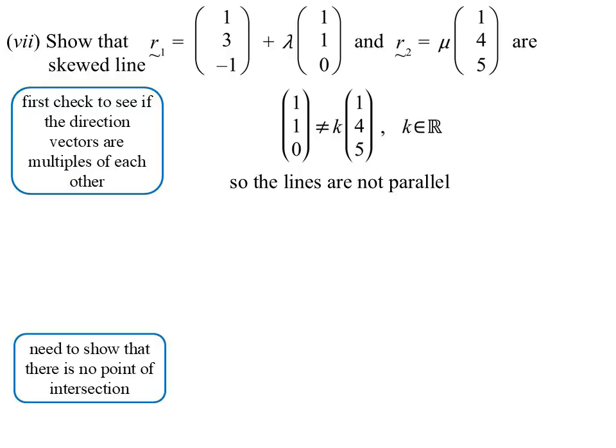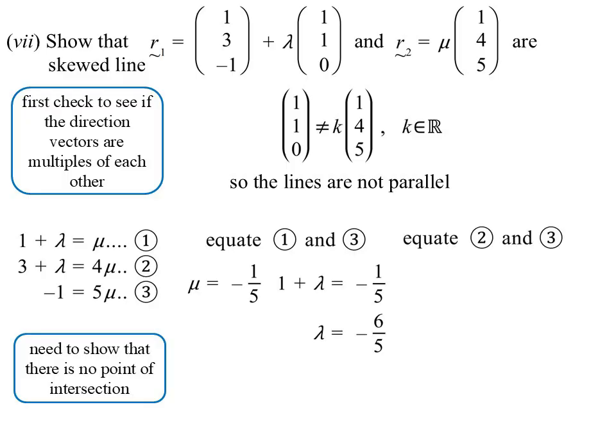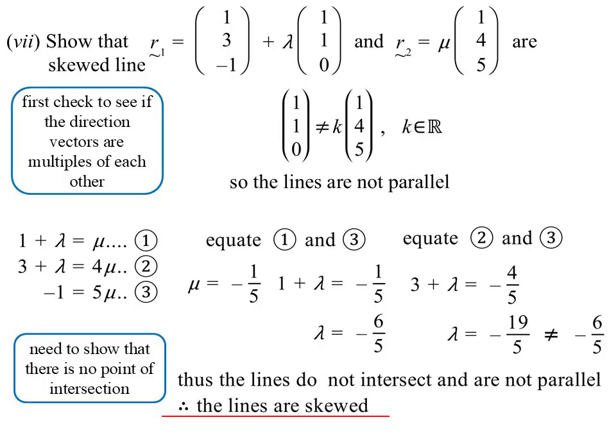So the next thing we have to show, if they're going to be skew, is that there's no point of intersection. Let's look at the components. 1 plus lambda is mu, 3 plus lambda is 4 mu, -1 equals 5 mu. I'll equate 1 and 3 and I get that mu is equal to -1/5. That means lambda is -6/5. Okay? If I equate 2 and 3, I end up with lambda being -19/5, which is not -6/5. So I've got different values, so they don't intersect. We know they don't intersect, we know they're not parallel, so my lines are skew.